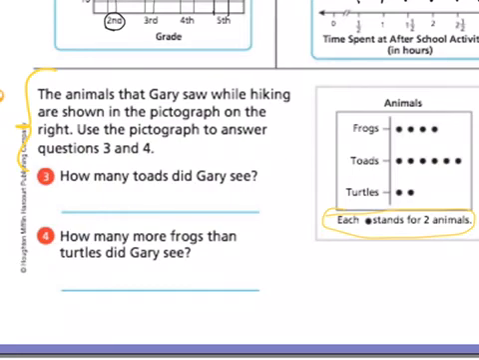So I know I always tell you, fill in your numbers at the beginning. So if 1 dot stands for 2 animals, we can count by 2s. 2, 4, 6, 8. 8 frogs. 2, 4, 6, 8, 10, 12. 12 toads, and 2, 4, 4 turtles. So we filled in our information. Now we can answer the questions. How many toads did Gary see? Well, we used our graph right here. We used our key, and we know that Gary saw 12 toads.